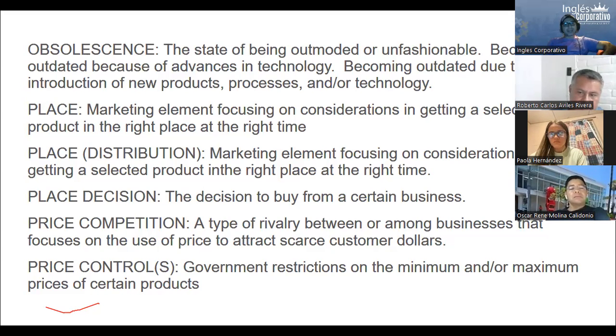No, in that case, it's kind of different. Because when you say I want to place a product, it is when you say I want to distribute a product. There are different techniques, different strategies that you can use to place a product. It's not actually the place of the local, but it's about the action of distributing a product. Okay, good. Who wants to read place decision?